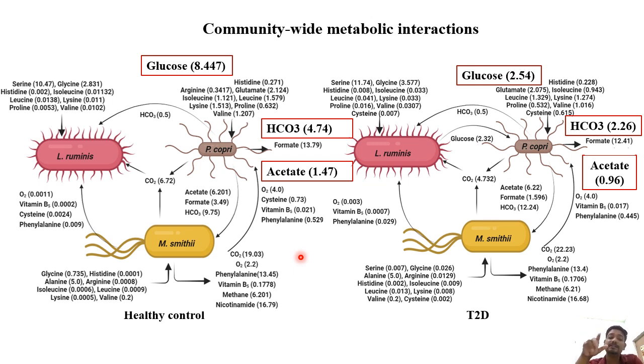But between healthy and type 2 diabetes, we found some differences. The major one is glucose. The intake of glucose is very high in the healthy community, but when you compare this with glucose consumption in type 2 diabetes, you can see that it is drastically reduced. That means when glucose consumption by the gut microbial community is reduced, that leads to retention of glucose in the blood serum, which leads to hyperglycemia.